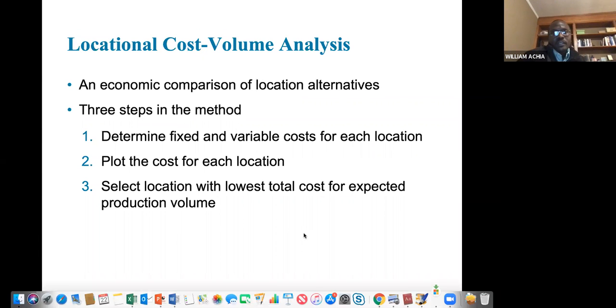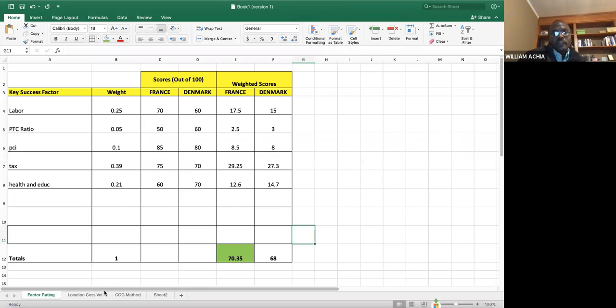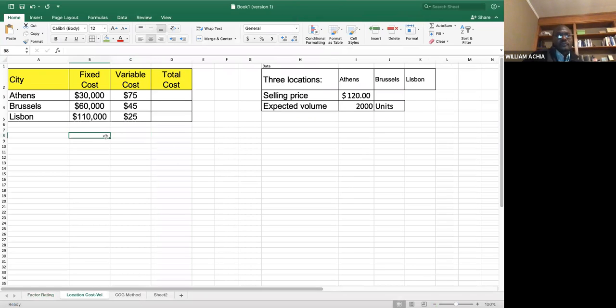So let's do this in another spreadsheet I have set up here. Here we have an example with 3 locations: Athens, Greece, Brussels, Belgium, and Lisbon, Portugal. We want to figure out what's the best location on the basis of cost.